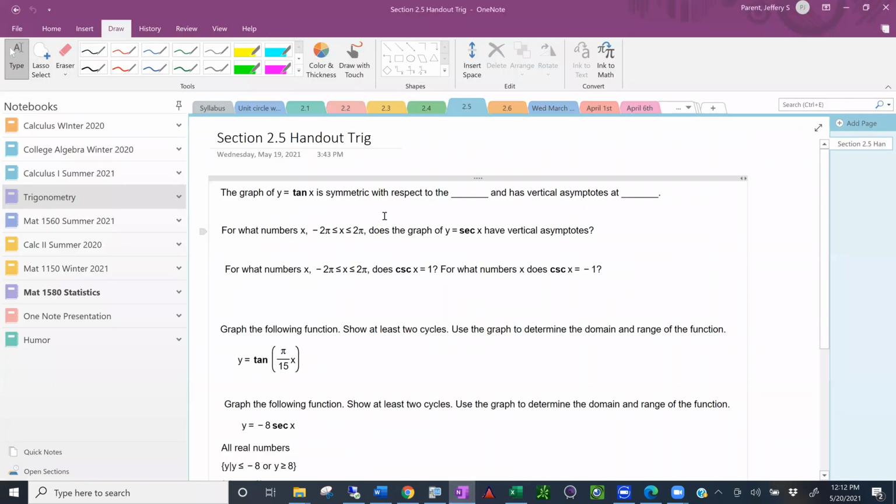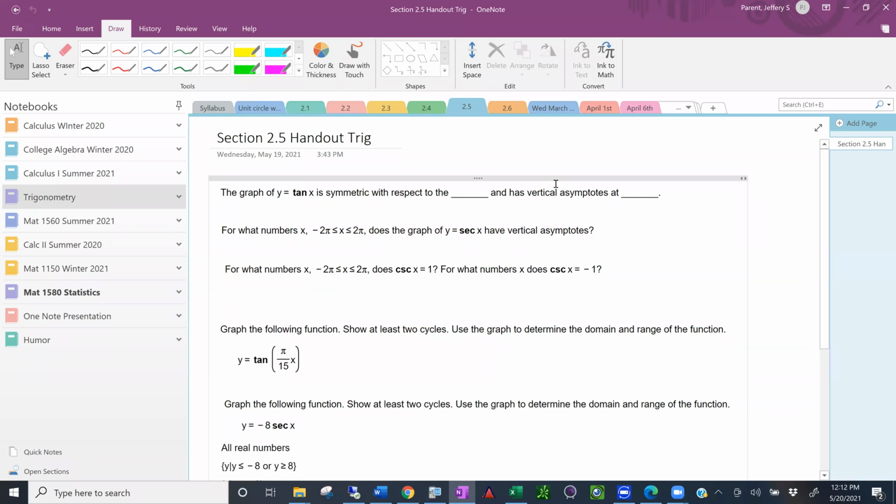So your answer to the first problem is the graph of the tangent is symmetric with respect to the origin and has vertical asymptotes at multiples of pi over 2. In fact, odd multiples of pi over 2. So if you wanted to be precise about it, it'd be 2k minus 1 times pi over 2. Those would be your odd multiples of pi over 2. All right, so let's move down to the next one, graph of the secant.